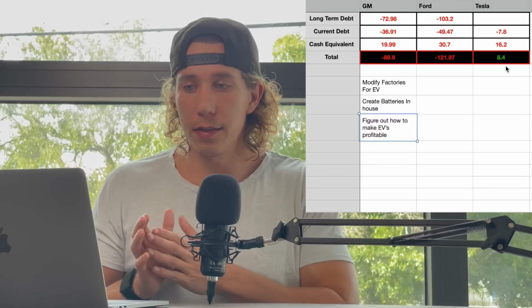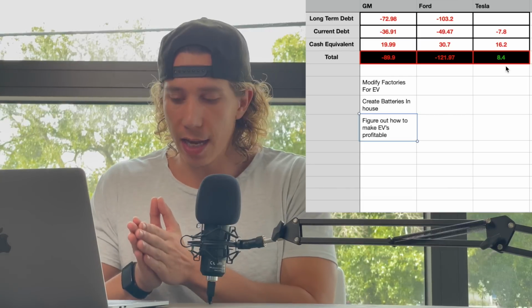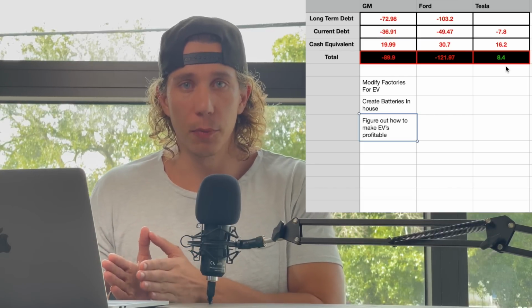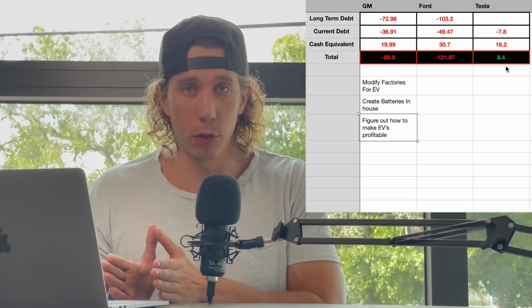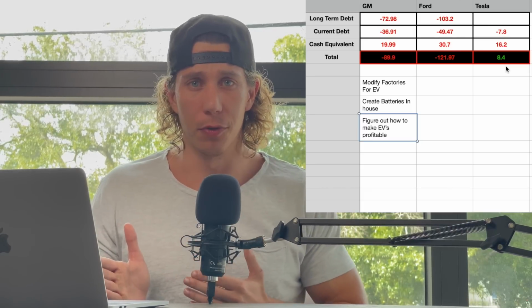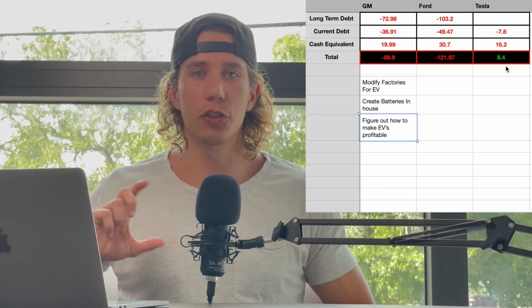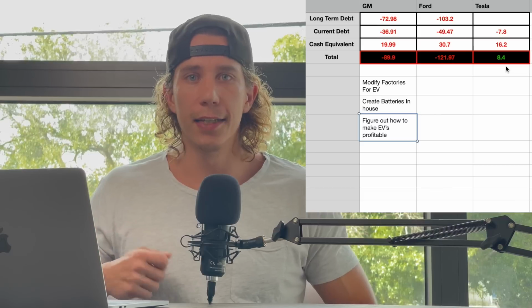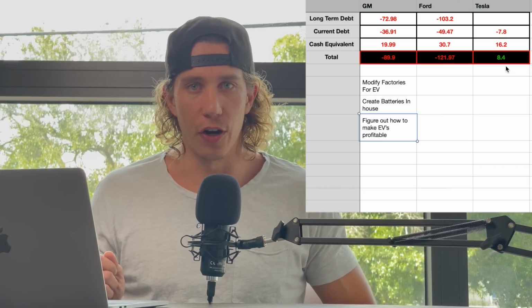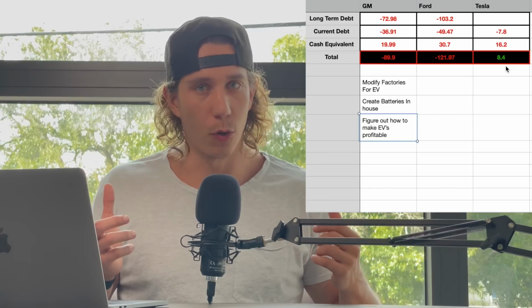Okay? And then once they have the batteries, once they have transitioned to manufacturing plants able to create electric vehicles, they have to figure out how to make them profitable. Okay, this is a big misconception. People think that these automakers can just flip a switch and now they can make EVs. It's just a matter of switching out the powertrain from an internal combustion engine to a battery pack with 2 motors. It doesn't work that way.